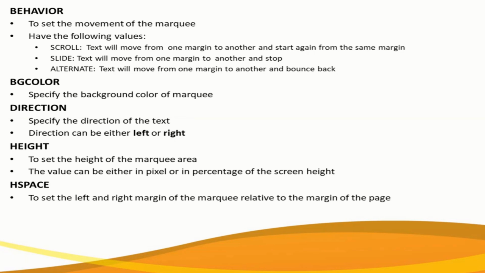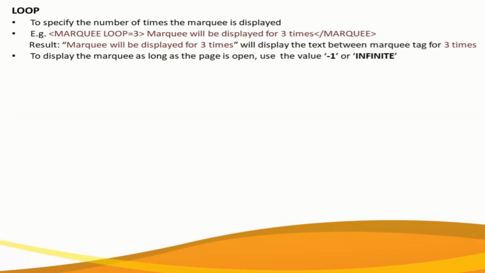The left or right margin of the Marquee area can be specified using the hspace attribute. This margin is relative to the page margin. To control the specific number of times the Marquee will display, use the loop attribute with a value in numbers. In the example, the Marquee text will display 3 times as loop equals 3 is mentioned. If you want to display the Marquee as long as the page is open, use the value either -1 or infinite, or do not mention any loop attribute.